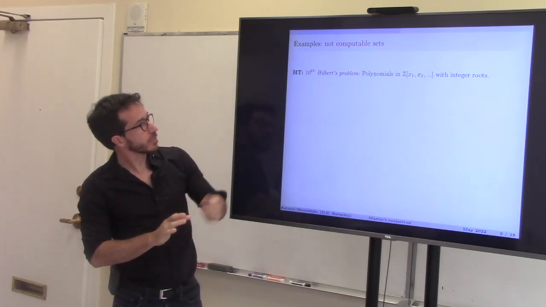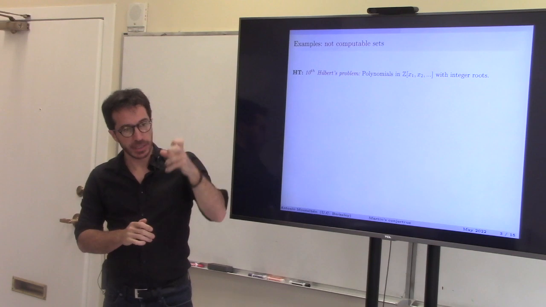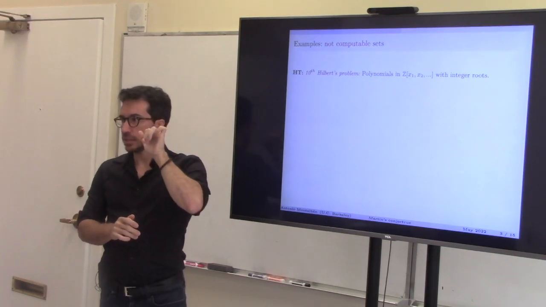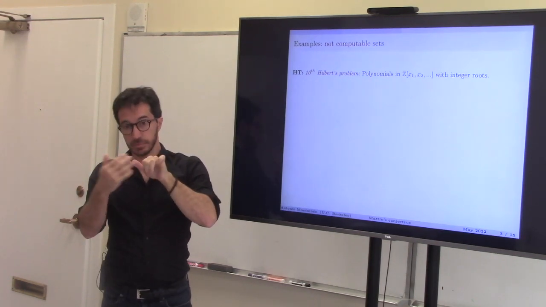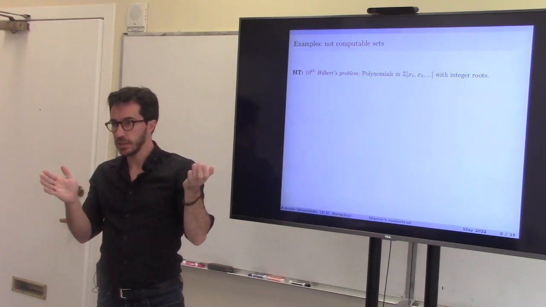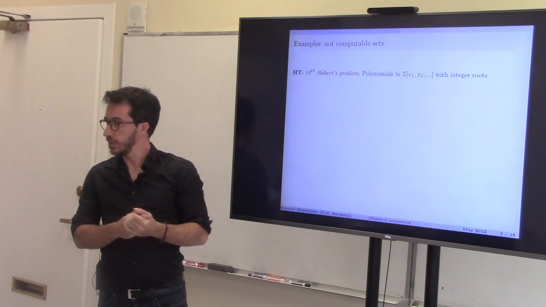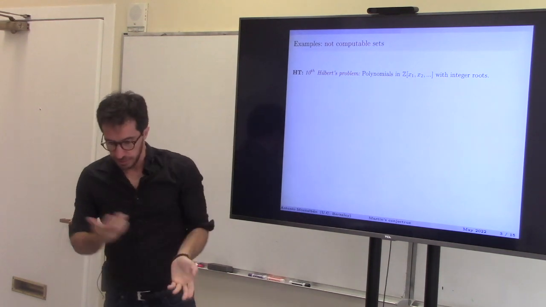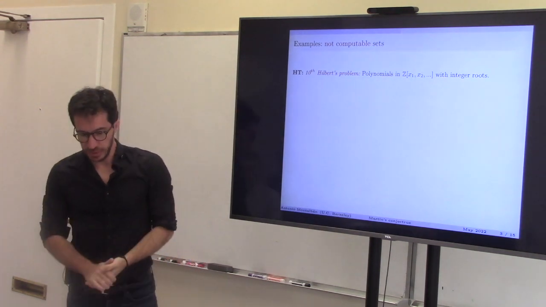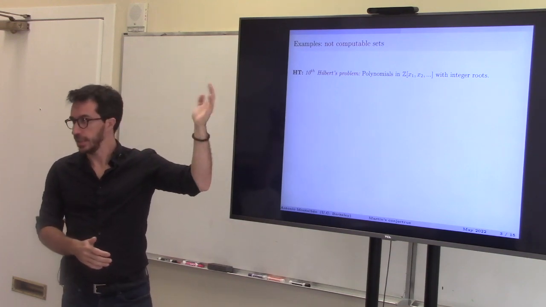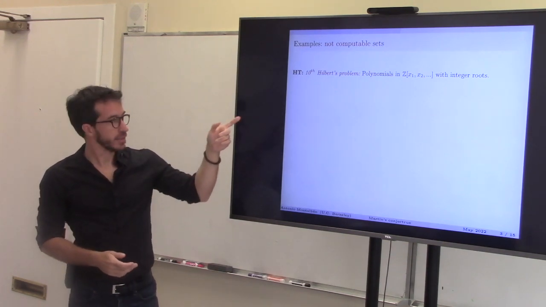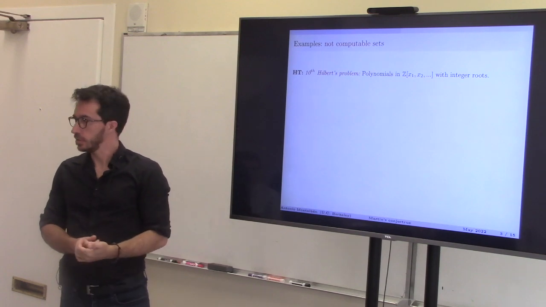Right. So this set is not computable because deciding if such a polynomial has a root where all the entries are integers is not decidable by a computer. Hilbert put that problem in his famous list in 1900, and it was solved in 1970. It's proved to be non-computable.